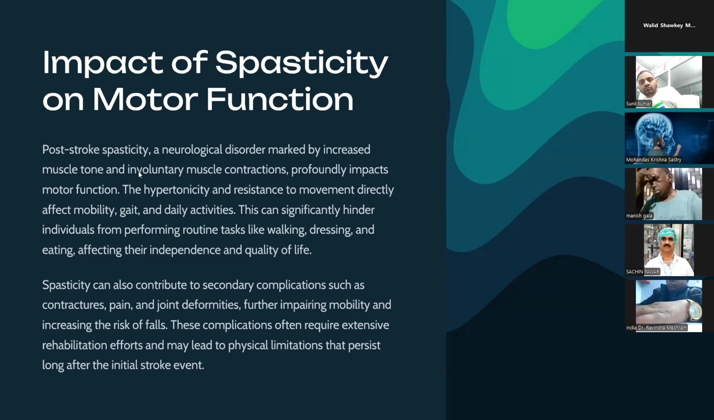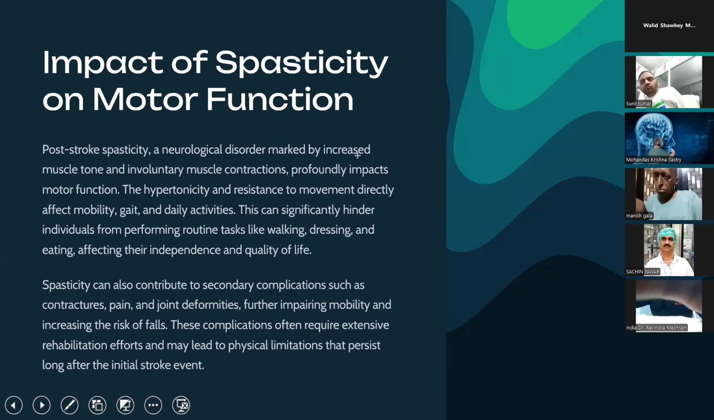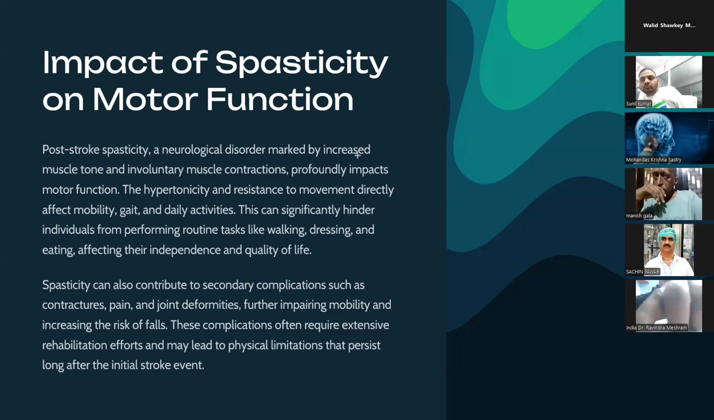Post-stroke spasticity is a neurological disorder marked by increased muscle tone and involuntary muscle contraction, profoundly impacting motor function. Now, for example, I don't have this pain and I'm moving it fast, nothing will come. I just move it and nothing is coming. Now I know how to move it. The hypertonicity and resistance to movement directly affect mobility. So whenever you are trying to move, there is a resistance.